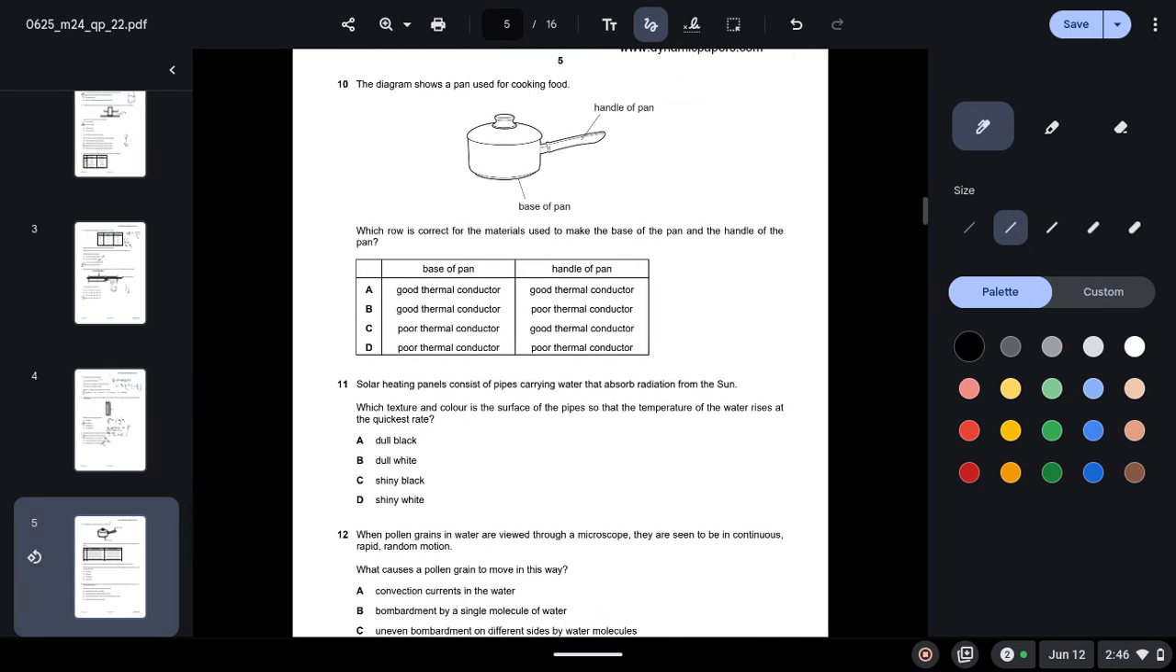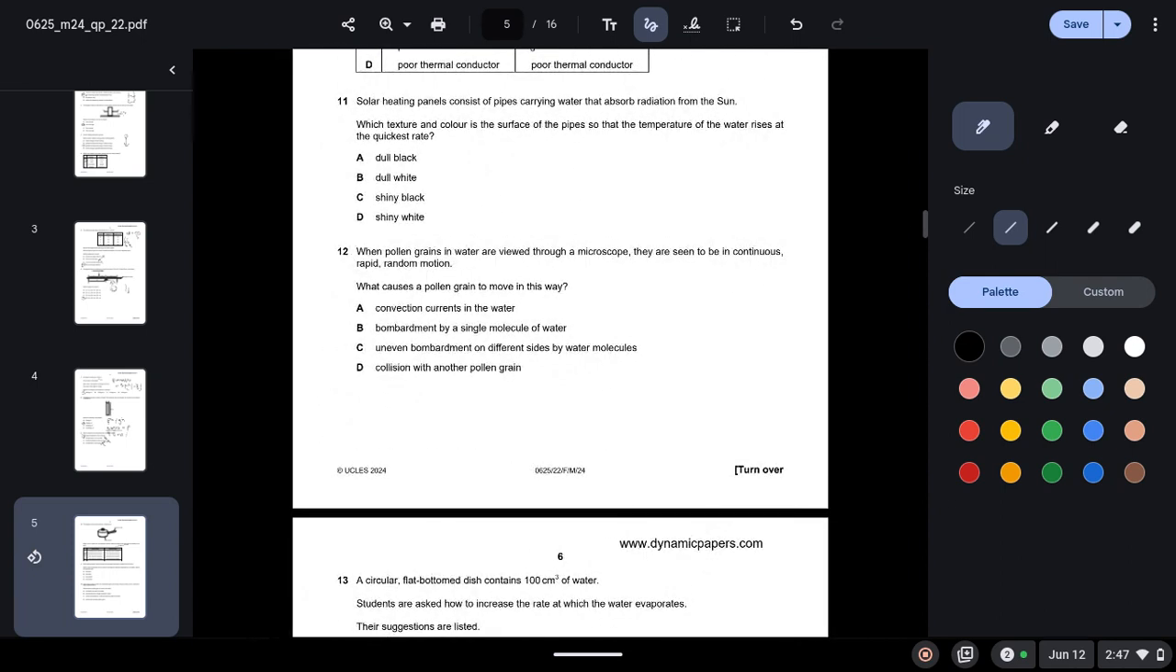The diagram shows a pan used for cooking food. Which row is correct for the materials used to make the base of the pan and the handle of the pan? So the base of the pan must be a good thermal conductor, and the handle of the pan, because we will touch the handle, it should be a poor thermal conductor. So option B gives you the correct answer.